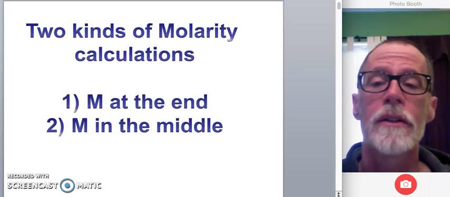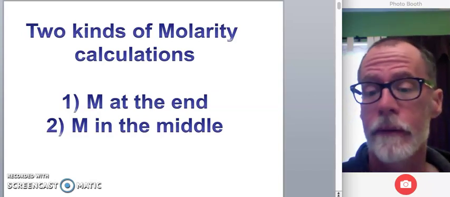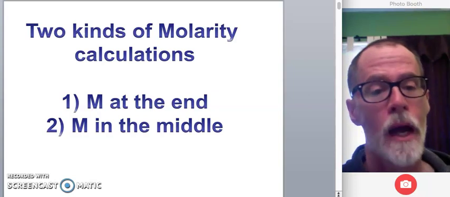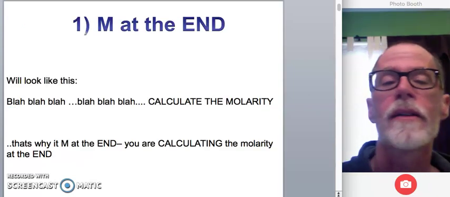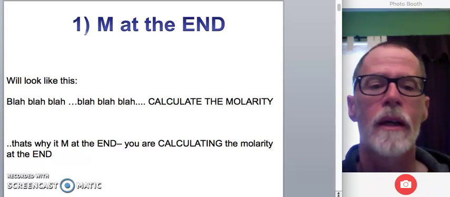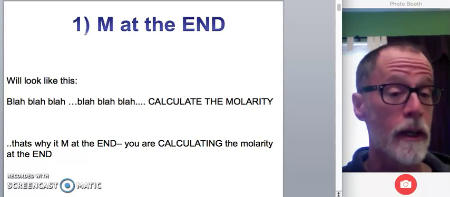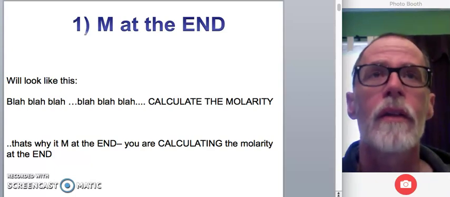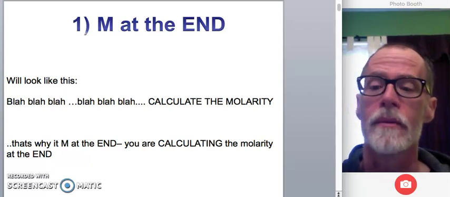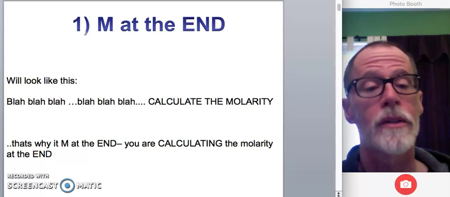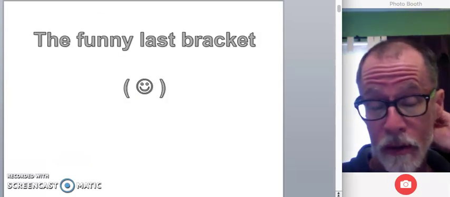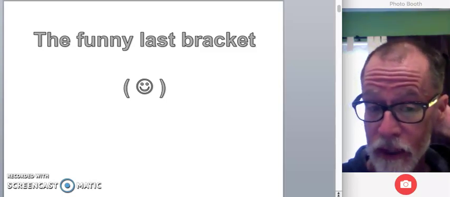There are two kinds of molarity calculations. We're going to do number one right now, and it is called M at the end. Why? The problems all look something like this: a bunch of chemistry, and at the very end it says, calculate the molarity. At that point you know this is an M at the end type of calculation. The thing we're going to be using, which is brand new, happens at the very end, and I'm calling it the funny last bracket.